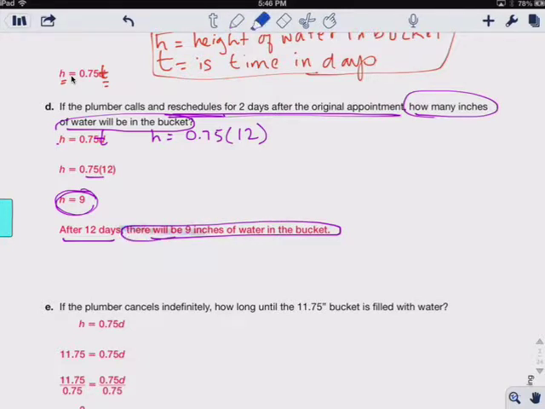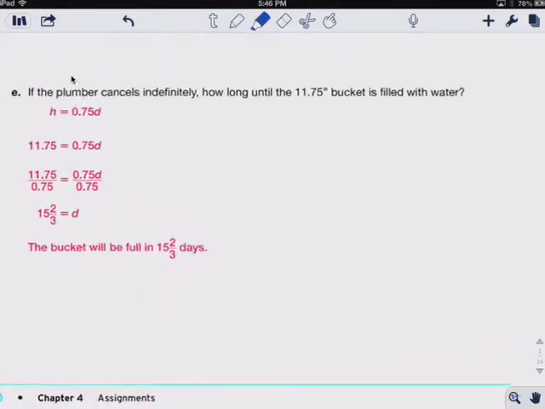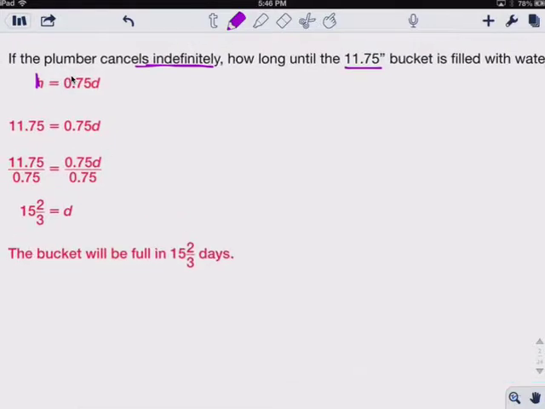That's very important. No. The plumber cancels indefinitely. That means never shows up. How long until the 11.75 bucket is filled with water? So we know the height, the given height. Okay, now I use T, or whatever variable you use. Given the height of the bucket is 11.75, so it has to equal 11.75.